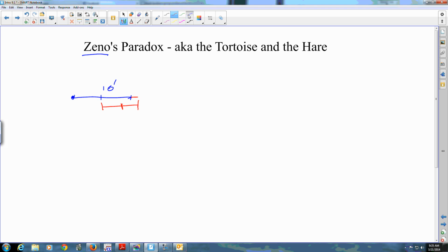And the rabbit's like, yep, not a problem. But in that time, I will have moved forward. Sure, it's a smaller distance than I moved forward before, but this is now the new distance that's between us. It's smaller, but there's still a distance there. And in order for you to catch me, you're first going to have to travel half that distance. And in that amount of time, I will have moved forward again. And this would go on forever.